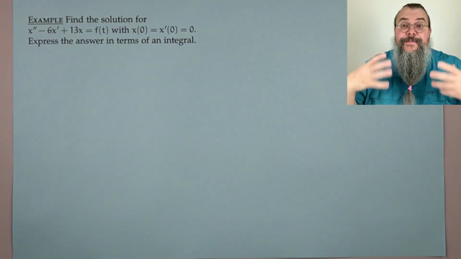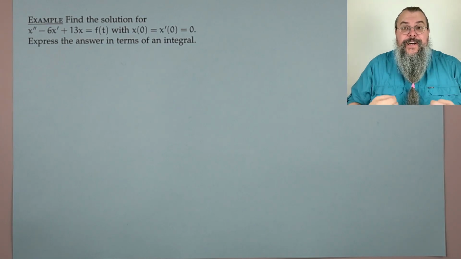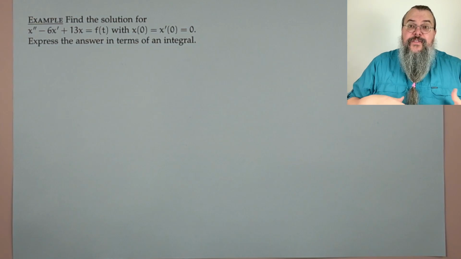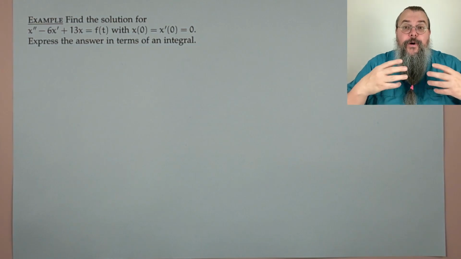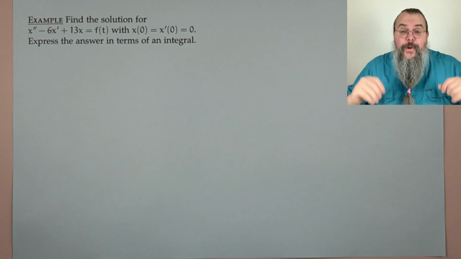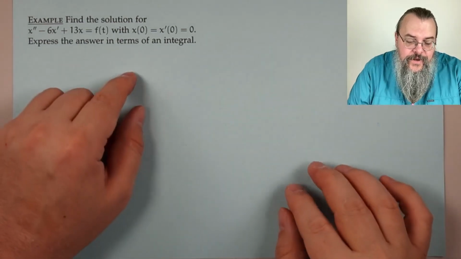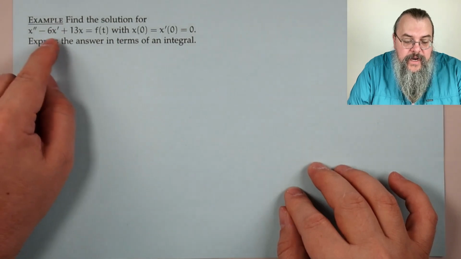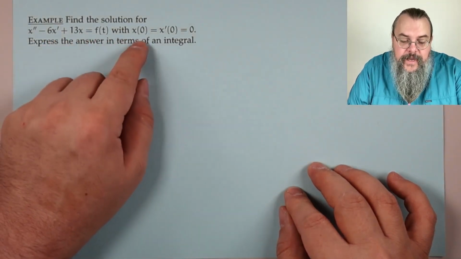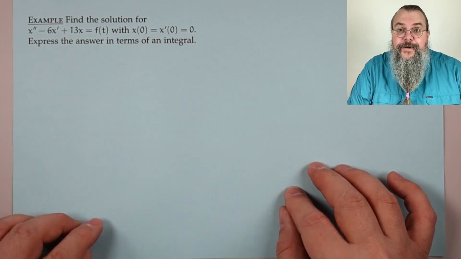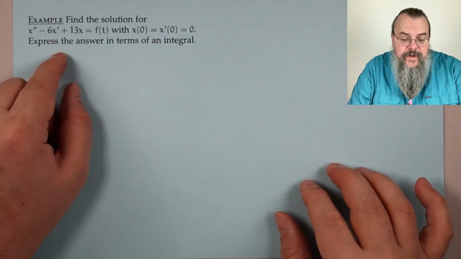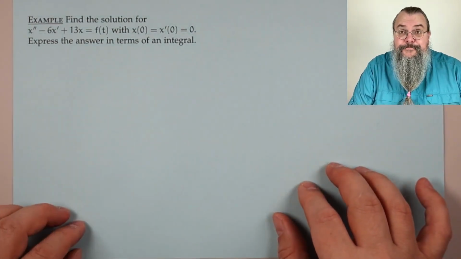This brings us to our final problem. And I know we've been doing a lot today, and thank you for being patient. There's a lot of examples just to show you the broad number of ways that things can be applied. But this is the end for today, I promise. We're asked to find the solution for x double prime minus 6x prime plus 13x equals f of t with x of 0 equals x prime of 0 equals 0. All right. And in particular, express the answer in terms of an integral.